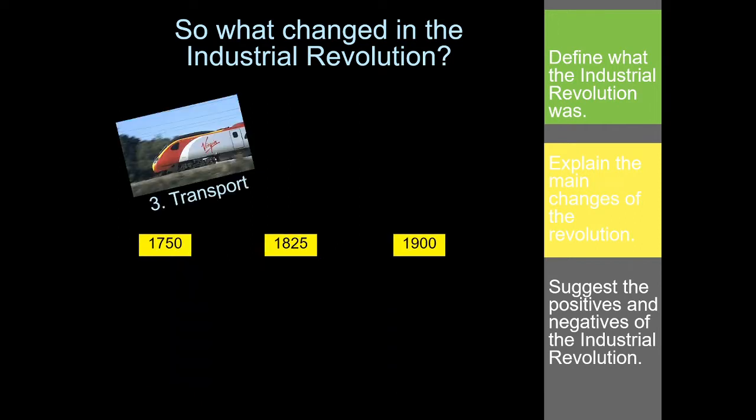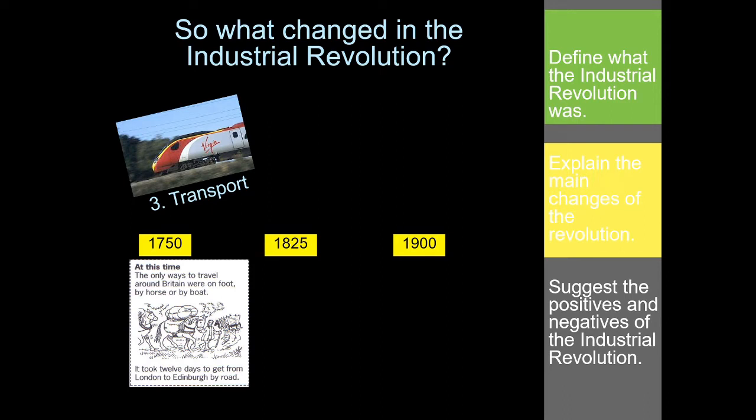So transport, obviously how people got around would change a lot between 1750 and 1900. In 1750, the only way to travel around Britain was on foot or by horse or boat. It took 12 days to get from London to Edinburgh. So that's basically from the bottom of the country to the top. So a long, long time on rough, windy roads that were in poor condition.